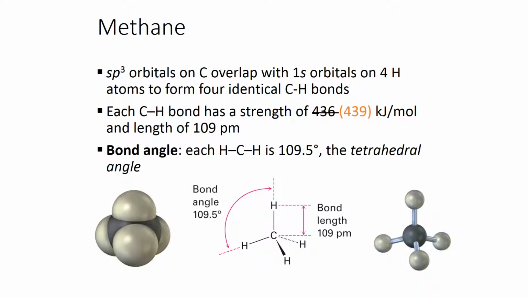Okay, so these are 3 different models of showing how we draw the carbon with the 4 equal carbon-hydrogen bonds. And if I look at this, they all have the same strength and the same length, and so it's explained well with 4 identical sp3 orbitals.